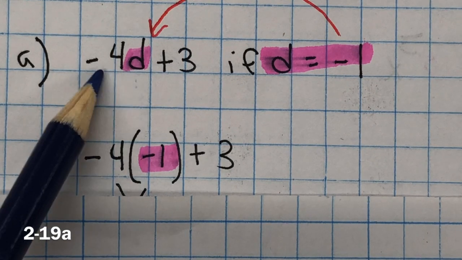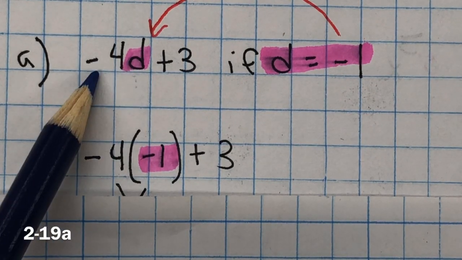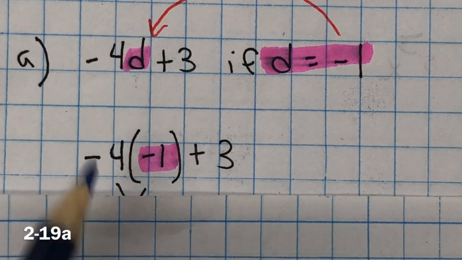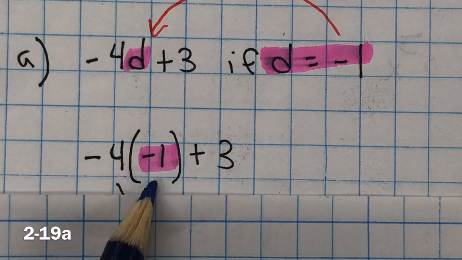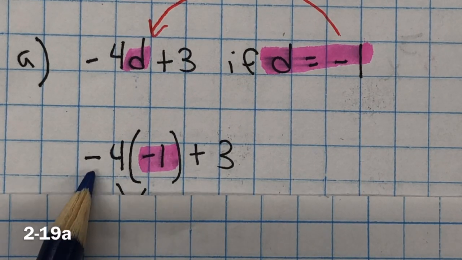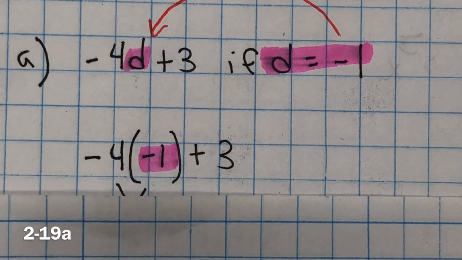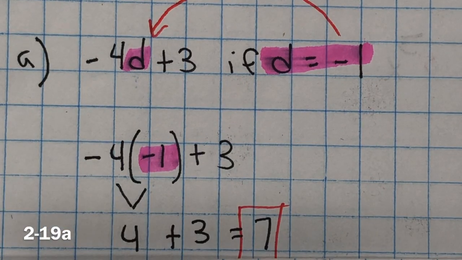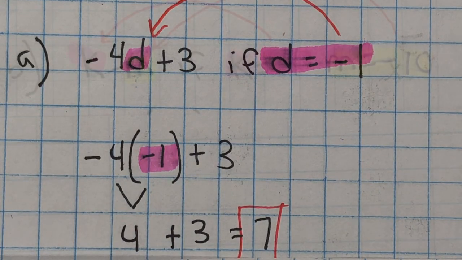This case is in multiplication, so -4 multiplied by d, so -4 multiplied by -1. A negative multiplied by negative is a positive, so we get +4 plus 3 equals 7.